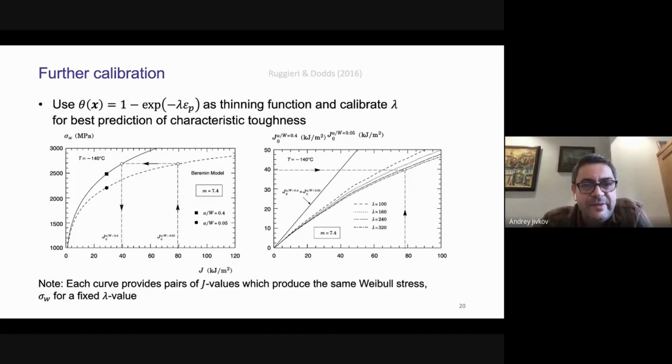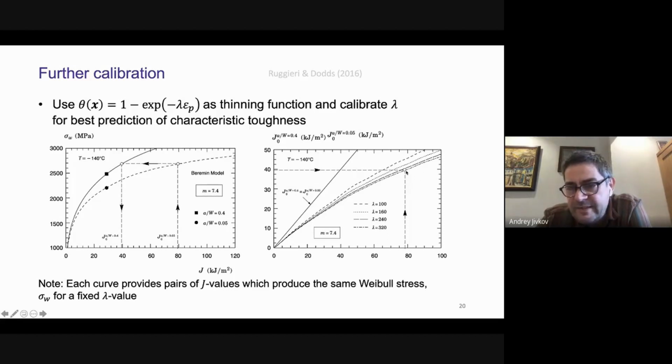And further calibration was proposed that is based on the use of the third thinning function that I showed a couple of slides back, which used the exponential function of the plastic strain. The approach here is to first calibrate with the standard Berryman model, with the first thinning function, and then start iterating to find the best fit by calibrating the parameter lambda. This is shown in the right figure, which is a bit tricky to understand, but these are curves which provide pairs of J values which produce the same Weibull stress in the two models.